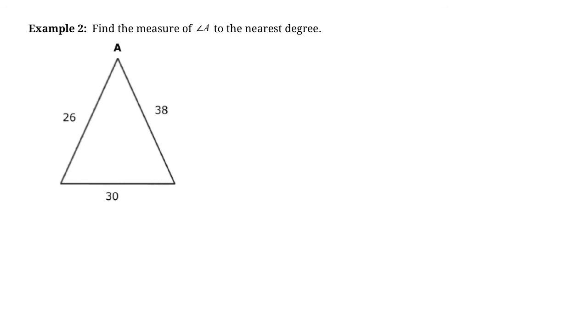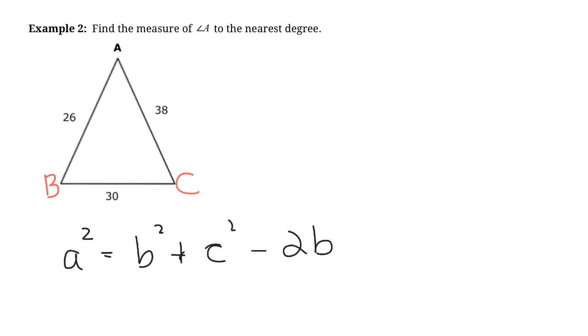The next thing we want to do is label these actual angles. Since they picked A, we'll keep it simple and call this B and C. Because we are solving for angle A, we need to use a version of the cosine law that begins with the letter A. So we are going to start our equation with little a squared, which equals b squared plus c squared minus 2 multiplied by b multiplied by c multiplied by the cosine of angle A.